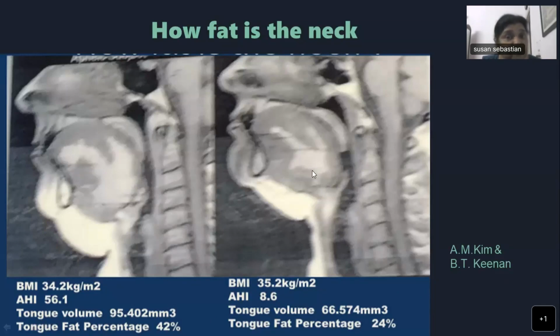So OSA favors fat deposition, and that is one of the reasons. It is like a bi-directional relationship. Because of OSA itself, the fat deposition increases, and the fat deposition further increases the size of the palate and leads to further obstruction.